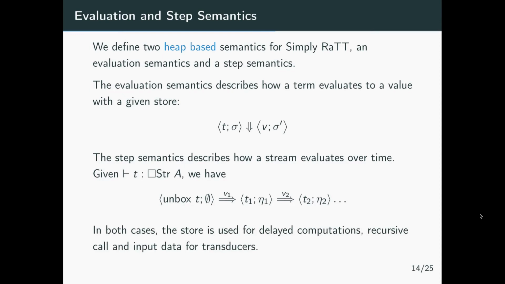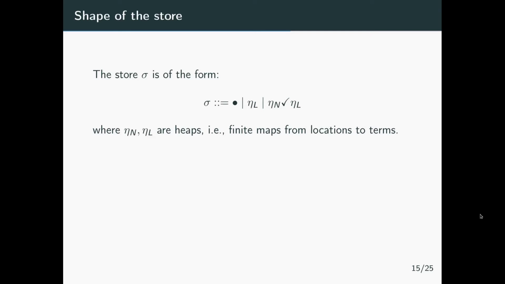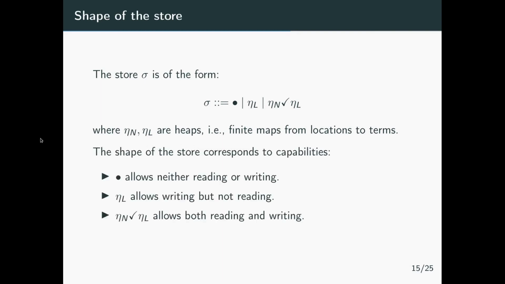Okay, so what about the store? In both cases, the store is used for delayed computations, recursive calls, and importantly, it's used for input data for transducers. So we'll see this in a second. Okay, so the store is of this form. There's 3 possible cases. Either it's this special thing called a null store, it's a single heap, or it's 2 heaps separated by a tick. And in both cases, heaps are finite maps from location to terms. And the shape of the store corresponds directly to capabilities, because this really describes a kind of storage effect.